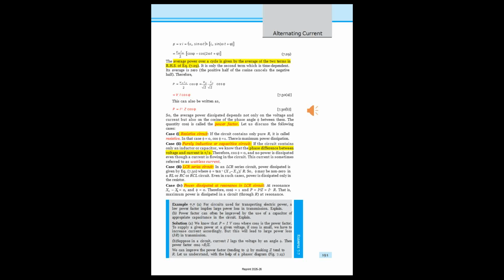So phi may not be zero in an RL, RC or RLC circuit. Even in such cases, power is dissipated only in the resistor.